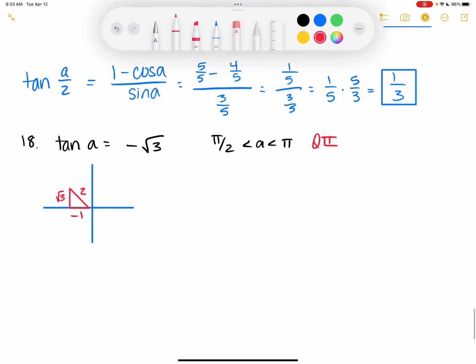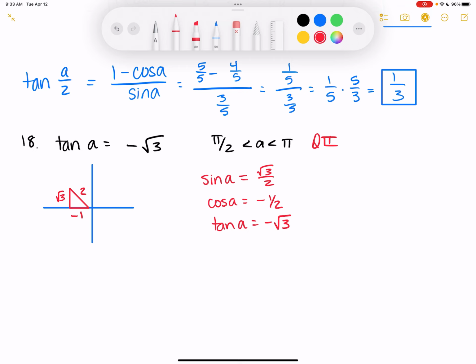All right, so I want to go ahead and list off my values. Sine of A would be what? Root 3 over 2. Cosine of A: negative 1 over 2. And tangent of A: negative root 3. Oh yeah, they gave that one to you. I just kind of got distracted.